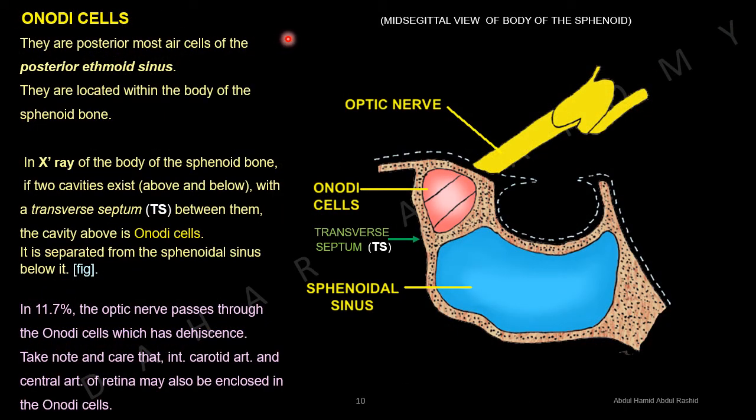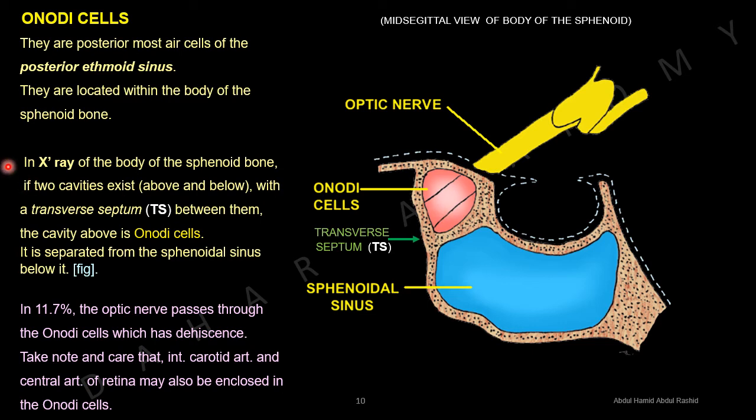Let's see the diagram in these slides. This is the mid-sagittal view of the body of the sphenoid. This is the body of the sphenoid below the pituitary fossa. It is occupied by sphenoidal sinus. This is optic nerve. Onodi cells. Onodi cells are the posterior-most air cells of the posterior ethmoidal sinus. They are located within the body of the sphenoid. This is Onodi cells located in the body of the sphenoid.